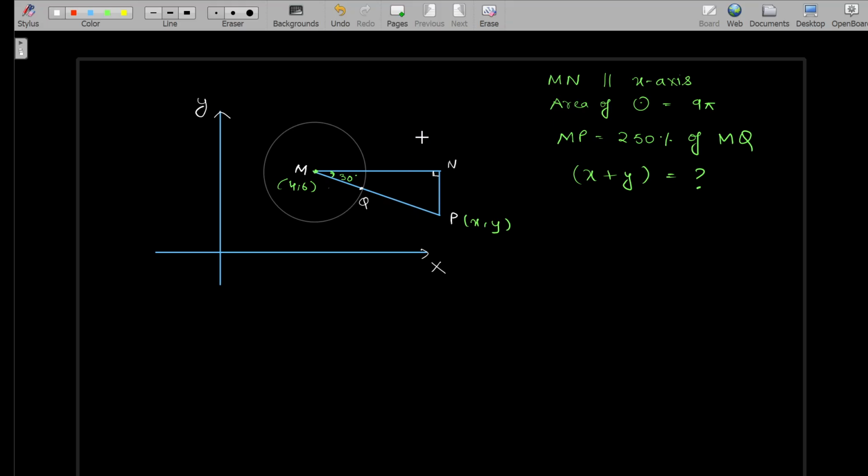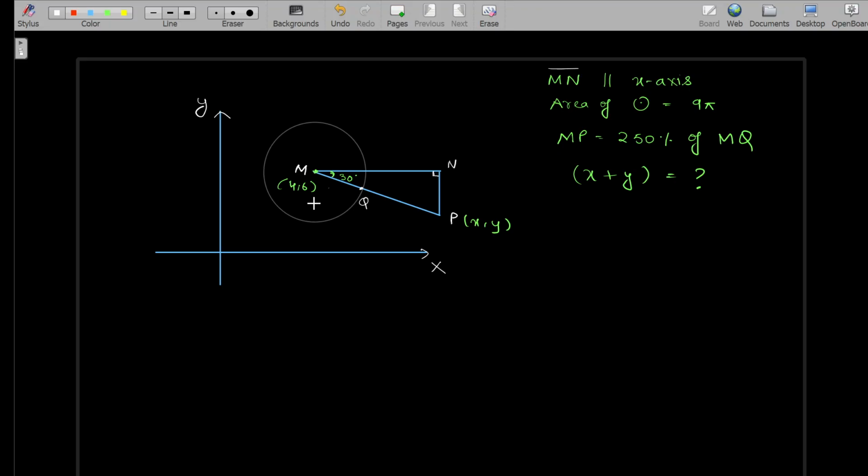We have a figure and it says that the line segment MN is parallel to the x-axis and the area of the circle is equal to n pi and MP is equal to 250% of MQ. We have to find the sum of the x and y coordinates of point P.